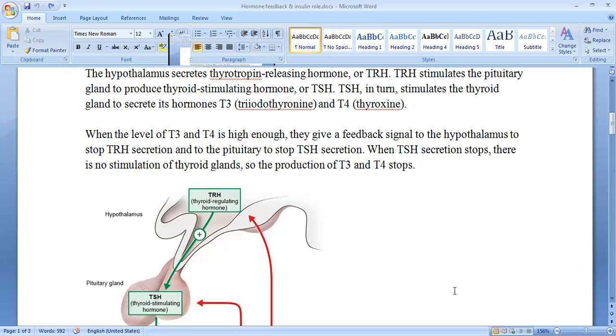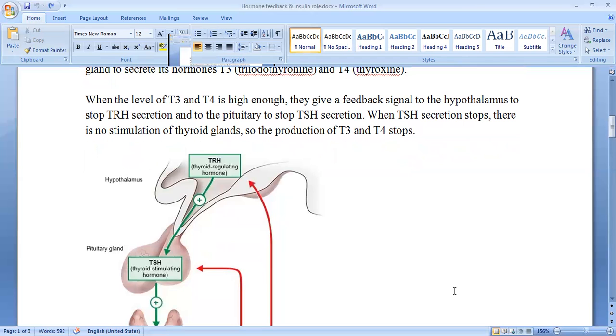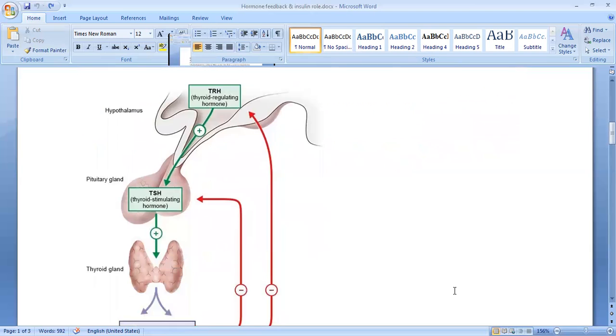When TRH secretion stops, then the pituitary stops producing TSH. When TSH stops, the stimulation of the thyroid gland also stops. So the production of T3 and T4 will stop. Whatever T3 and T4 is there in the blood will get used up. After some time, what will happen now? Again, the level of T3 and T4 will come down. So again, the cycle will start. This is what is called negative feedback.